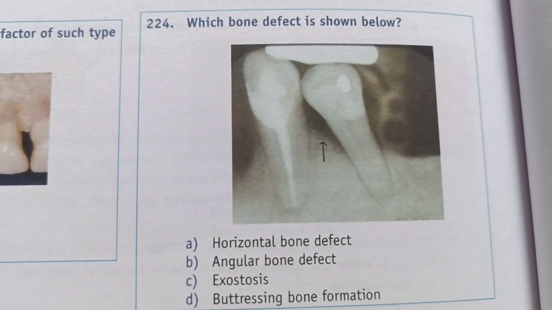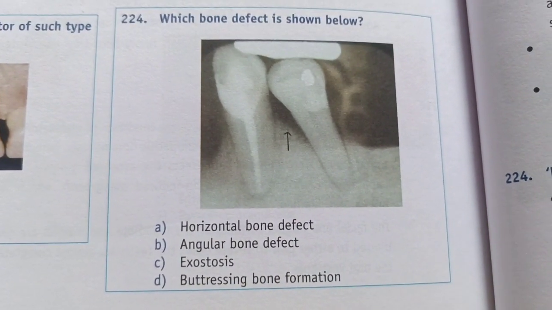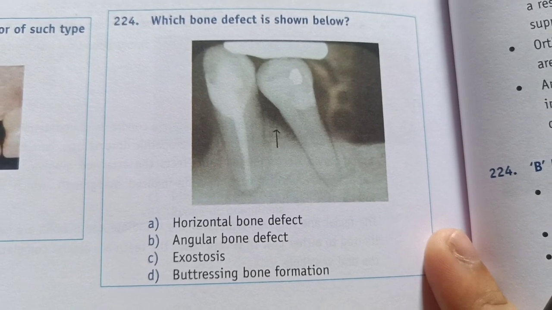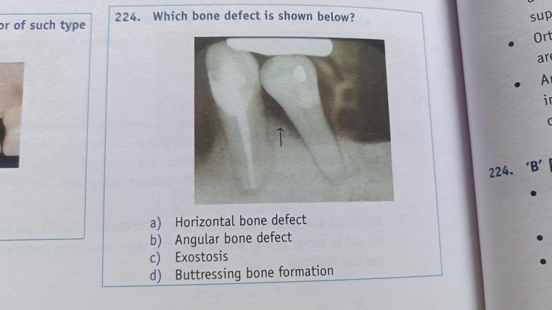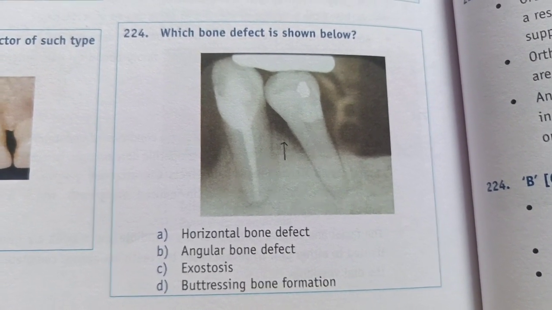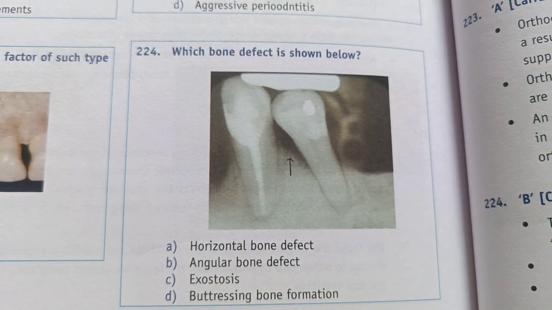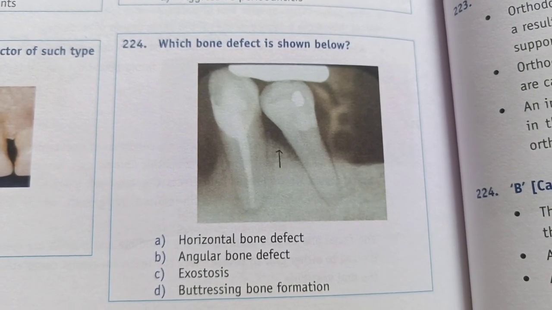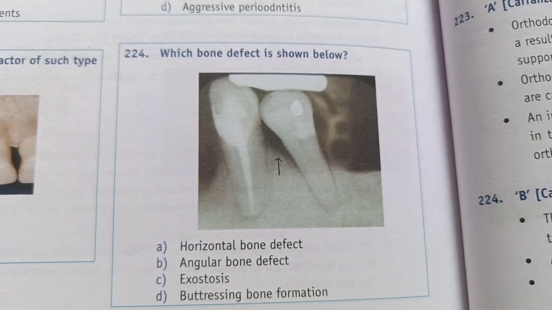Now coming to the next question, which bone defect is shown below? If you remember which bone defect this is, the options are horizontal bone defect, angular bone defect, exostosis, and buttressing bone defect. So the answer is angular bone defect. If you remember, angular bone defects are 1 wall, 2 wall, 3 wall, right? So option B is the right answer.